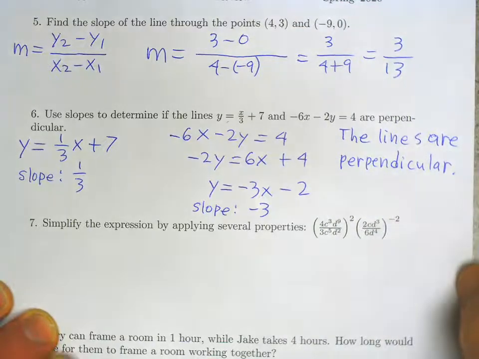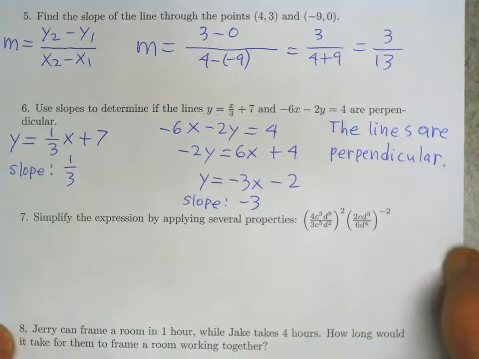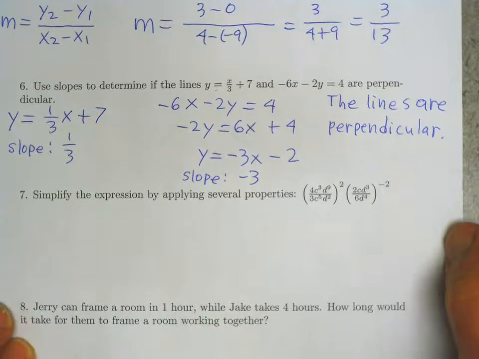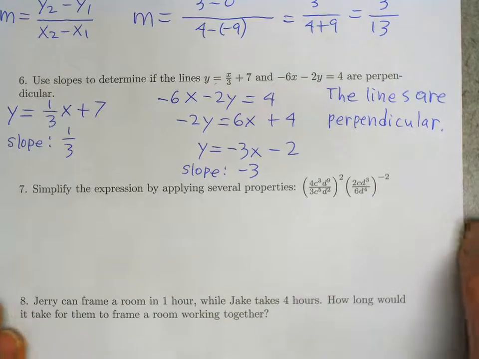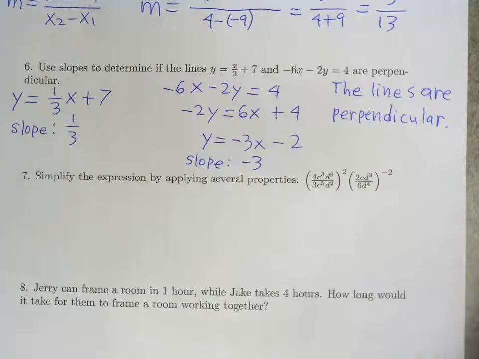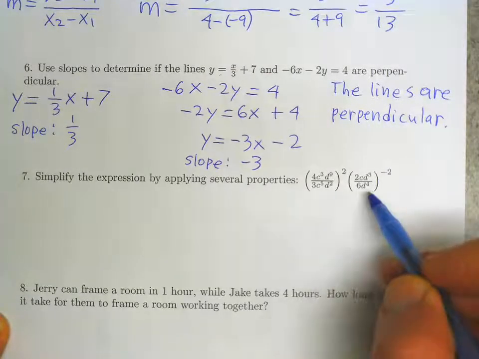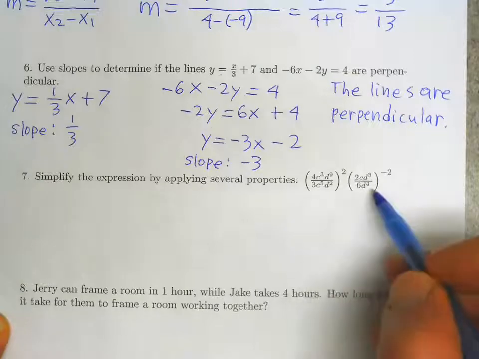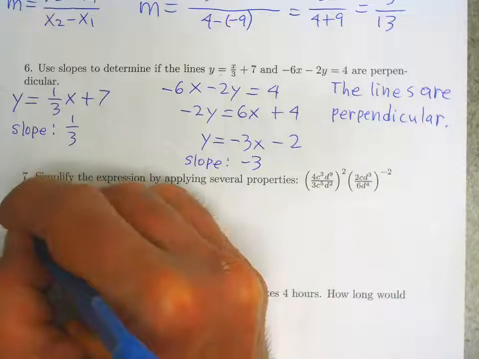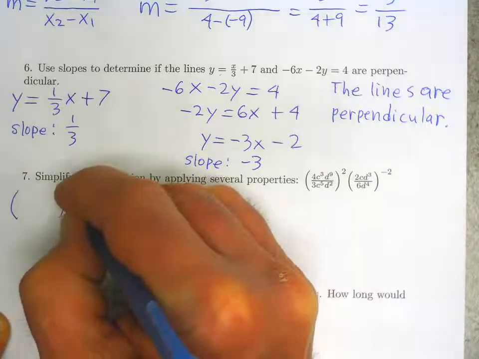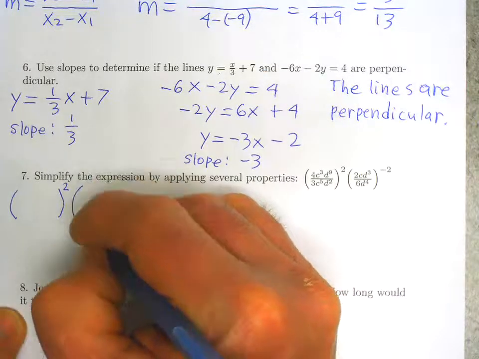Okay, in the next problem, we're going to simplify this expression by applying properties of exponents. So what I'm going to do, I'm going to simplify on each set of parentheses first, and then after that we'll take it to the next level.